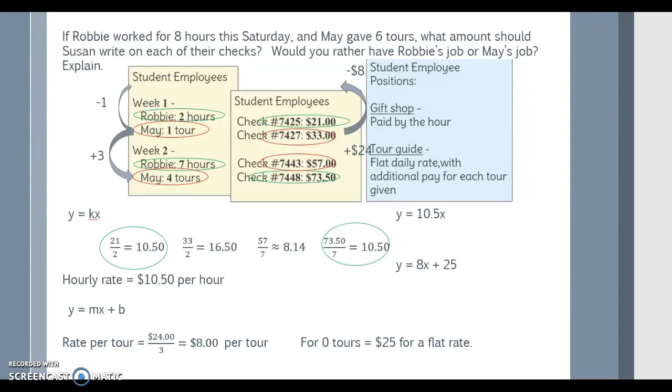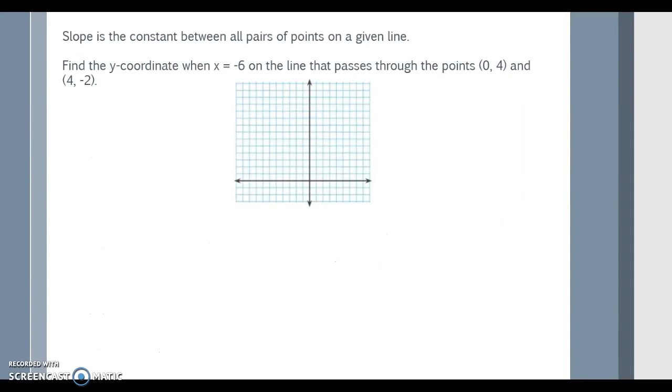So the equation for Robbie is $10.50 times the number of hours he works, and the equation for May would be $8 times how many tours she gives plus the flat rate of $25. If we were to plug in, let's say, 8 hours for Robbie, he would make $84. If we did, let's say, 6 tours for May, we would get 8 times 6 plus 25, so $73.